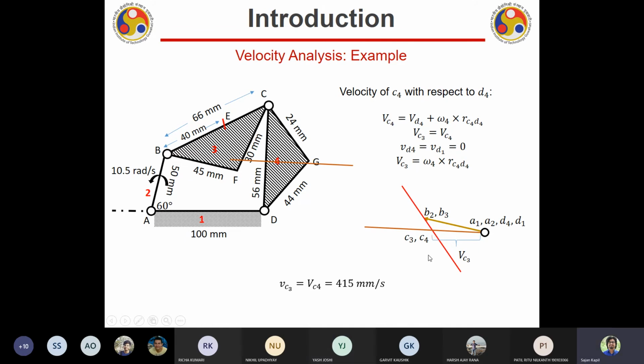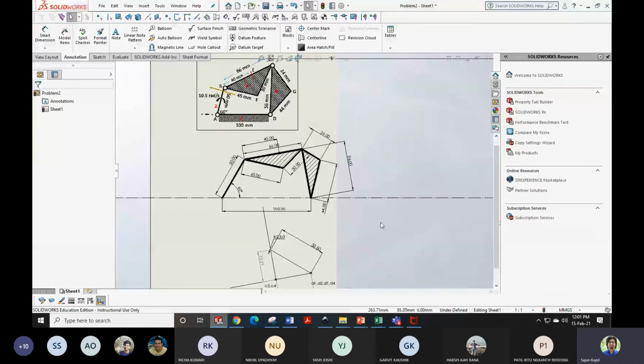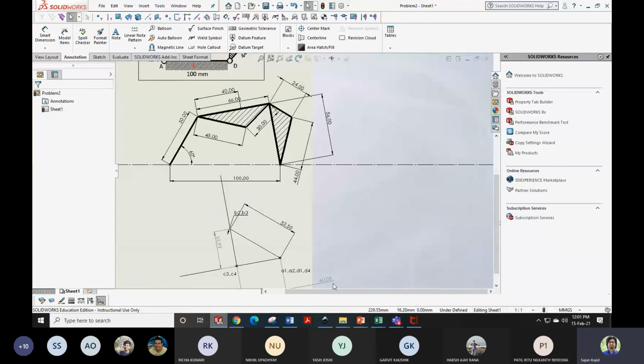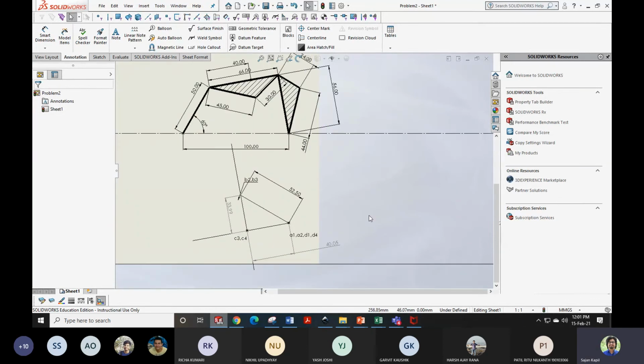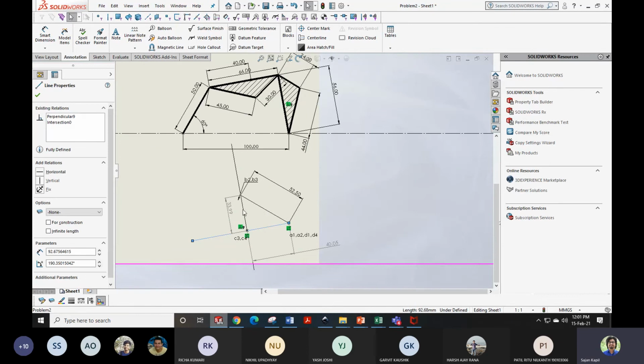Yes, sir. If you want to find out the velocity of C4, D4 with respect to ground, you can measure this distance, and it is coming 415. Correct? That is what I did in front of you over here. And I think I'm getting a similar answer, 40.05, approximately close. I think this is more accurate. I might have solved it by hand in there. So this velocity diagram is clear to you, I guess.